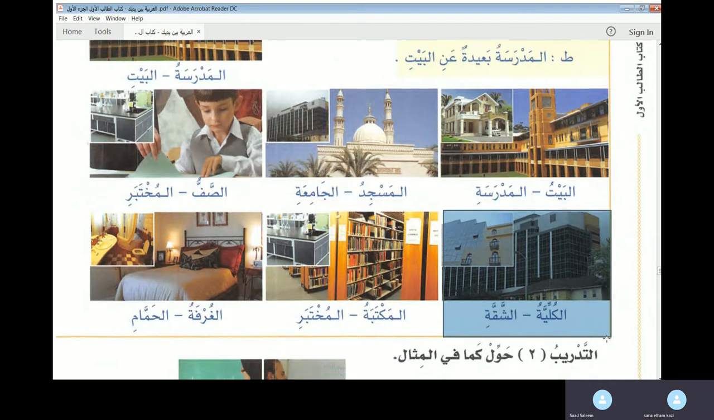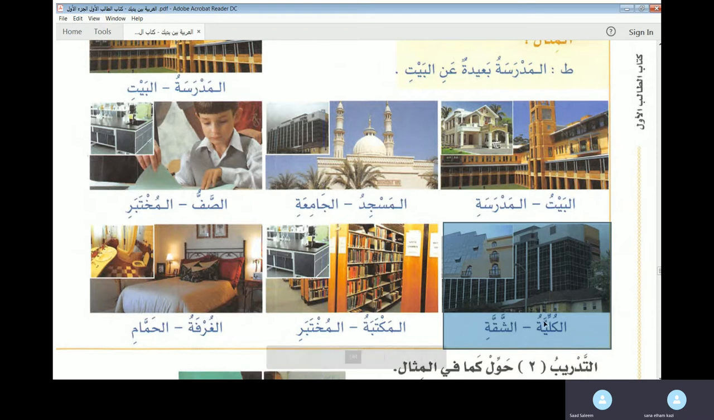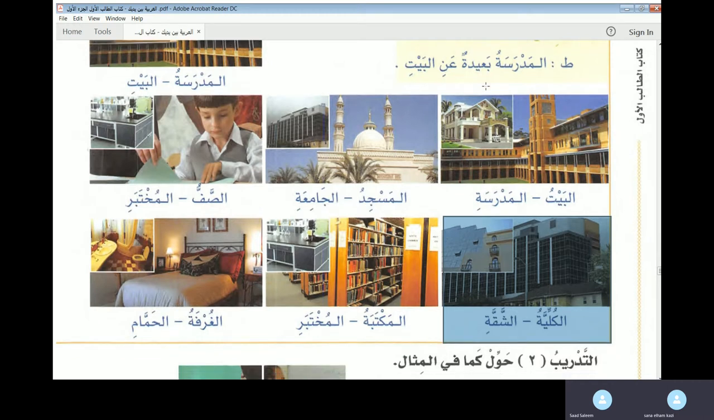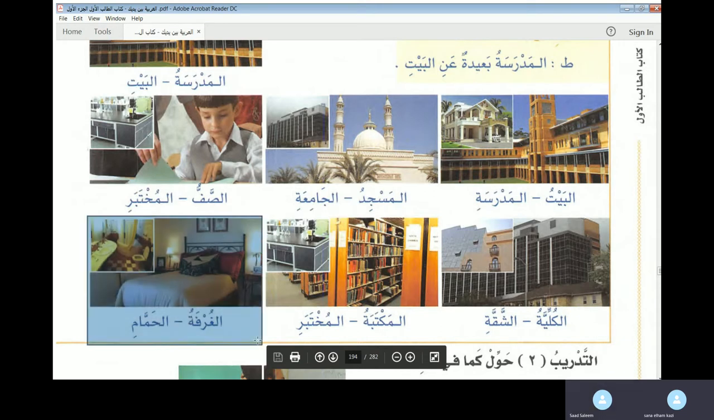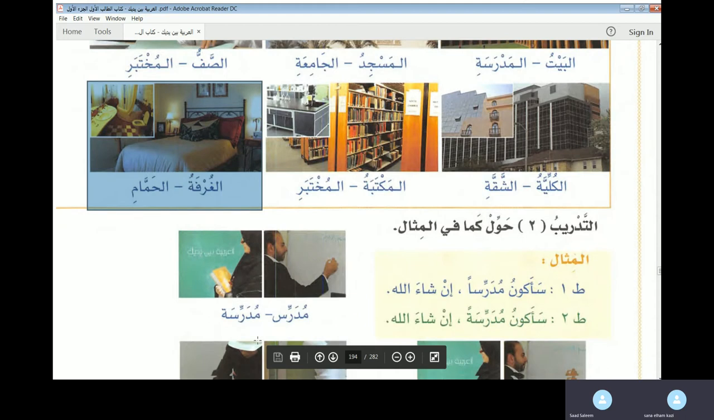Al-kulliyya ba'id an... Kulliyya is faculty, a feminine word, so ba'ida. Al-kulliyya ba'idatun anil shaqqa. The faculty is far from the apartment. Al-maktaba ba'ida anil mukhtabar. The library is far from the lab. Al-ghurfa ba'ida anil hammam. The room is far from the bathroom.